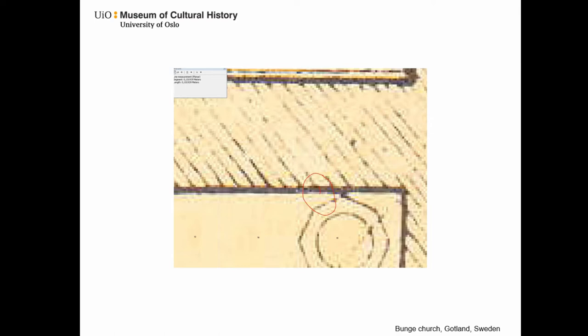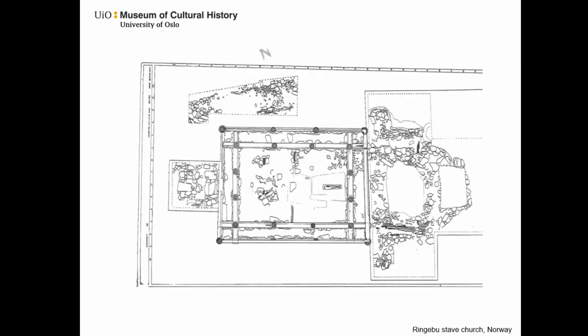So next one. All these churches were excavated in a local coordinate system. This is Ringebu, the stave church.